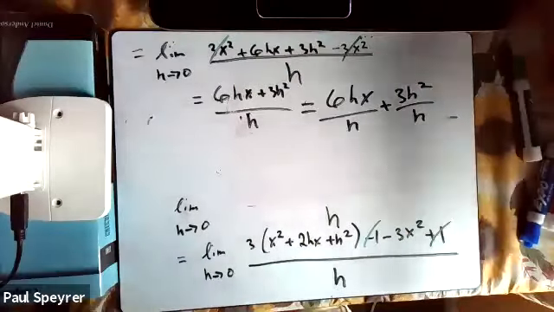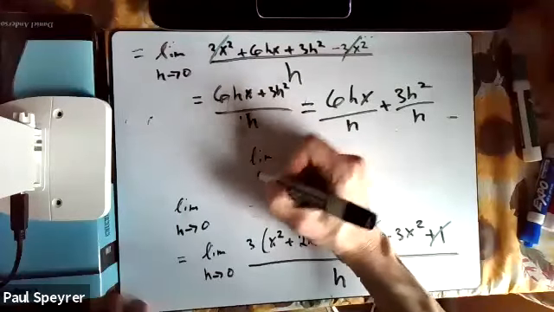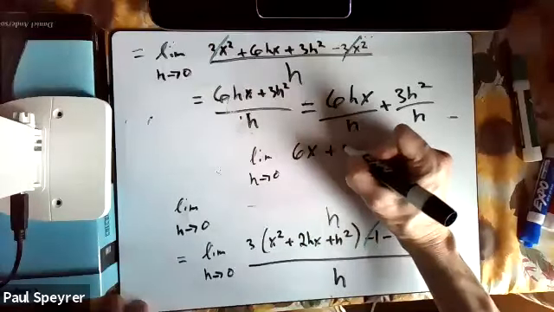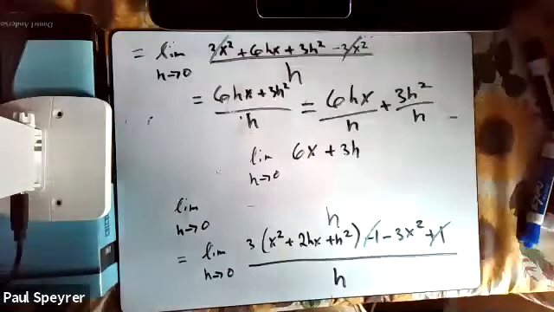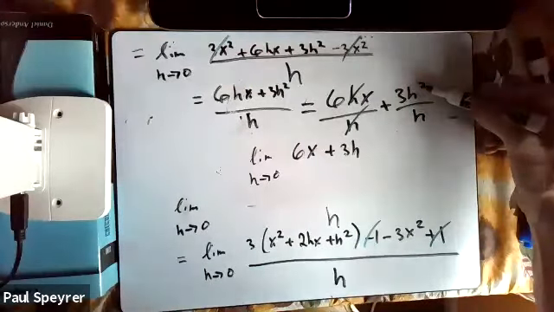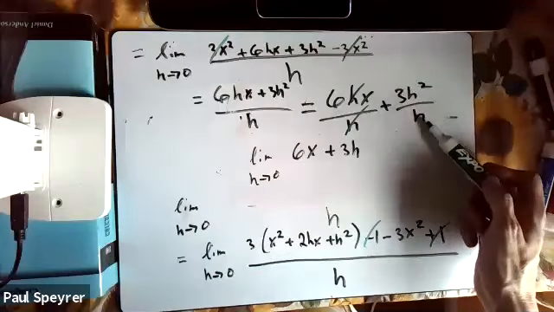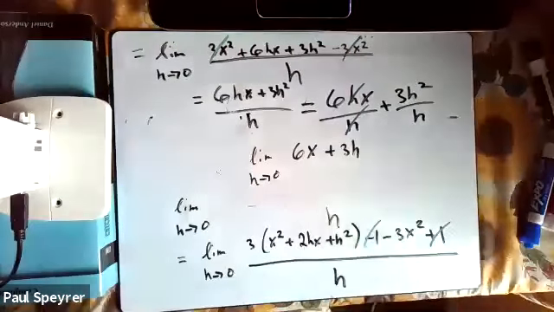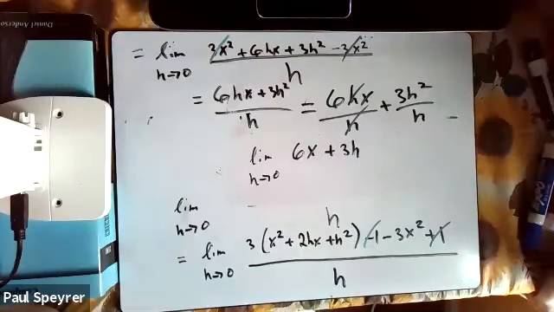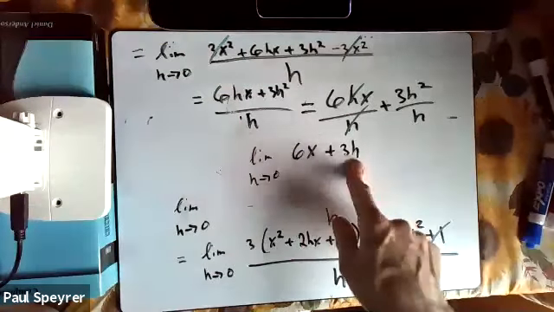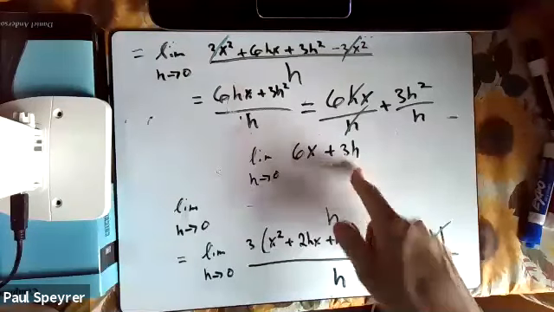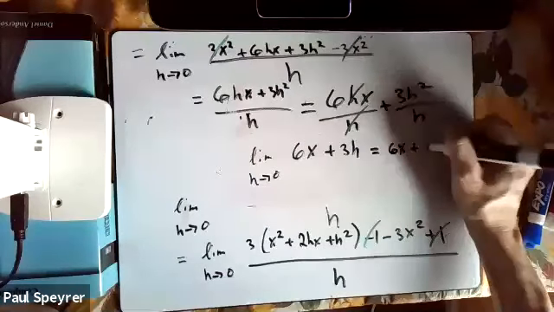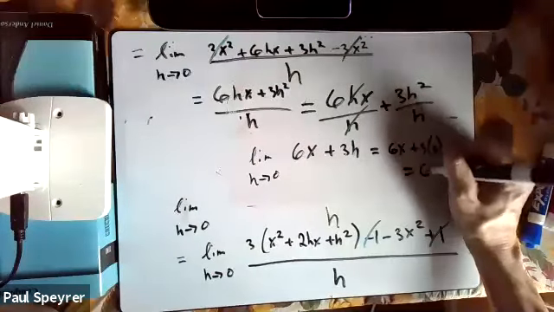So what happens? What are we left with? We're left with the limit as h approaches 0 of 6x plus 3h. Because these h's reduce to 1, this h reduces to a power of 1, and this h disappears right here. So we're left with this expression. Now, can we plug 0 in for h? Yeah, right? Because if we do, are we going to have some kind of restriction or any kind of issue that pops up? No. So you're basically left with 6x plus 3 times 0, which is 6x.